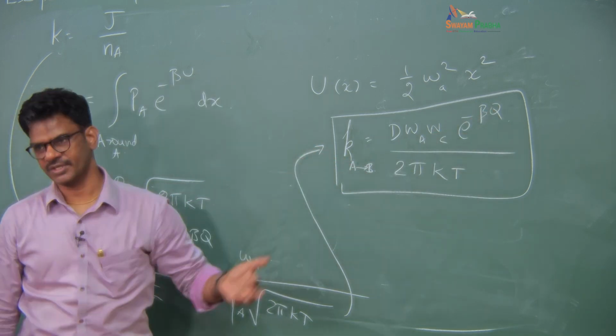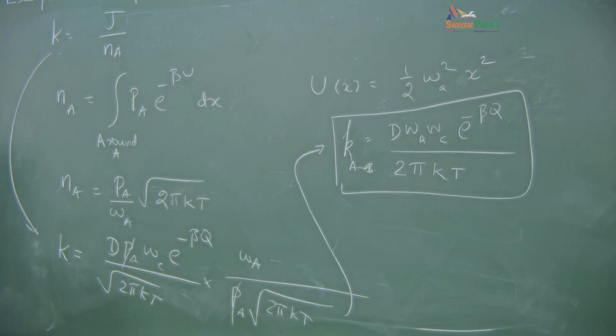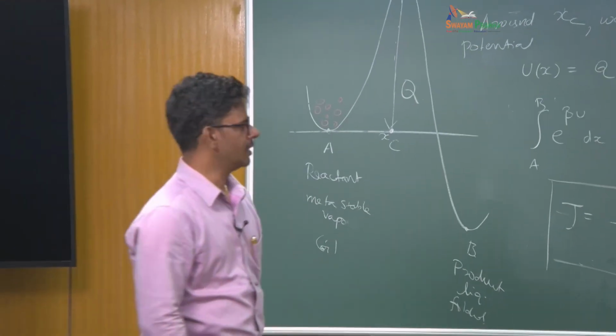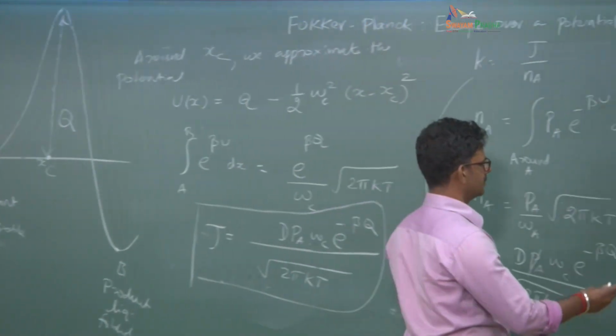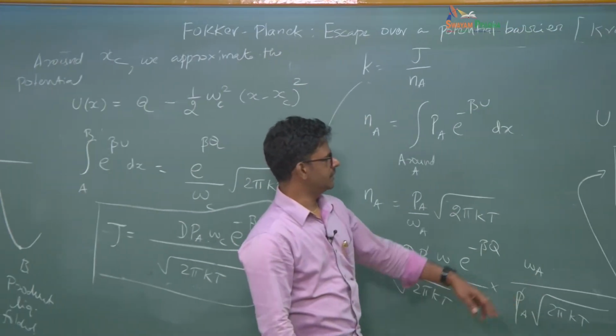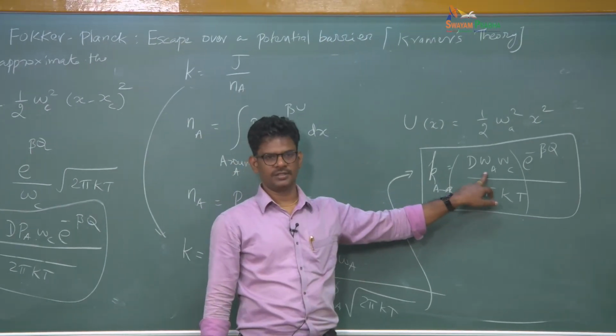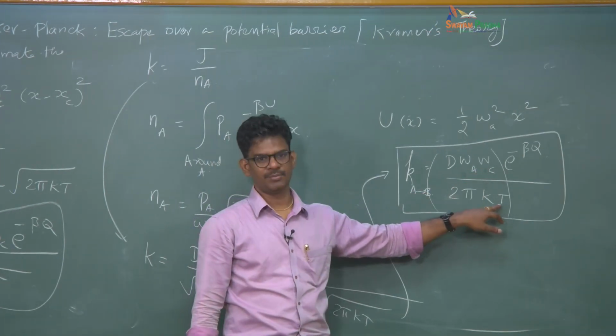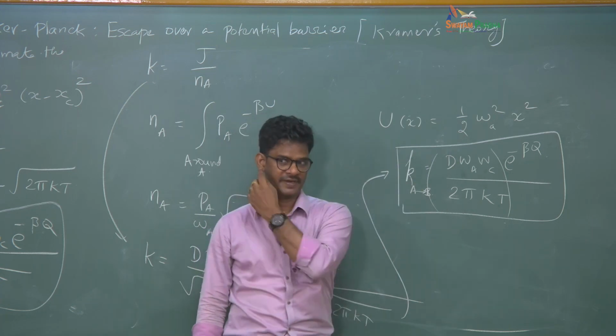So if you look at this expression, this is very similar to the Arrhenius formula, which we use for the rate constant. We have a prefactor and then we have this energy barrier factor. So you can see a similar formula, but the prefactor that you see here is the diffusivity and the curvature of the potential, omega A, omega C, and then the temperature. These will tell you the prefactors.